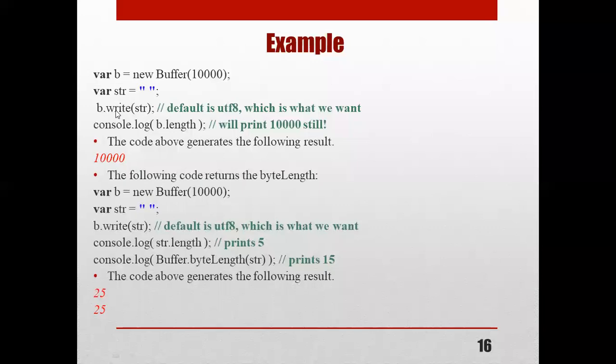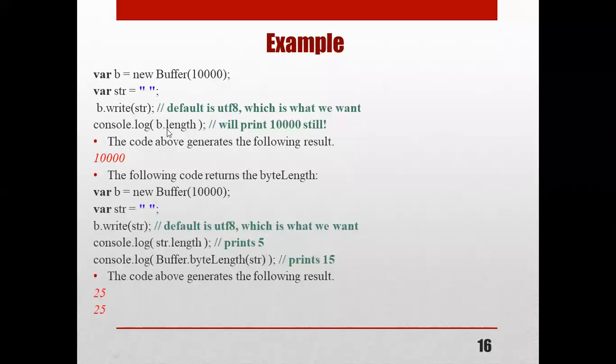So here b.write is a method from that Buffer class. With b.write(str), we are going to write that str to that buffer. By default it uses UTF-8 encoding; there are some encoding techniques like UTF-8, UTF-16, ASCII. So after writing that string to that buffer, now we are going to print console.log(b.length).